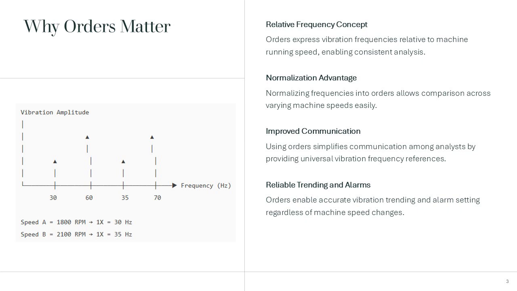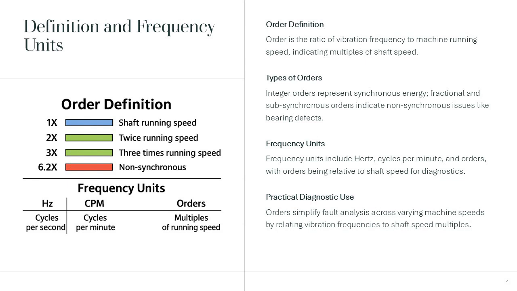Orders also facilitate communication among analysts, as saying "high vibration at 3x, or 3 orders" is universally understood, whereas quoting a frequency in Hz requires additional context. Furthermore, using orders enables accurate trending and alarm setting because normalized spectra align consistently, regardless of speed changes. In summary, orders provide clarity, consistency, and efficiency in vibration analysis, making them indispensable for diagnosing faults and monitoring machine health. An order is defined as the ratio of a vibration frequency to the machine's running speed.